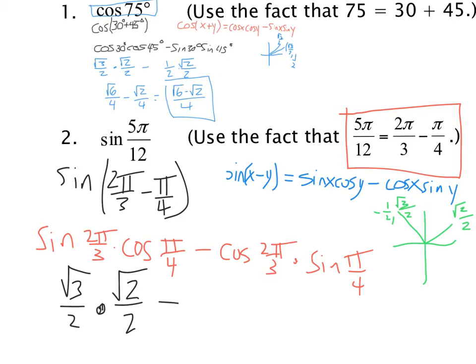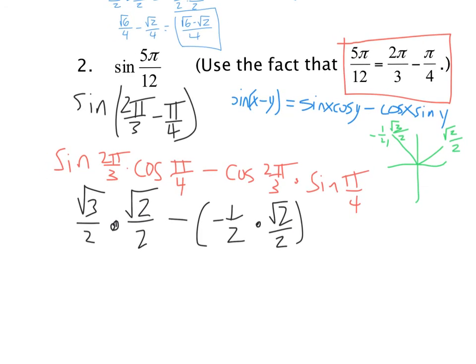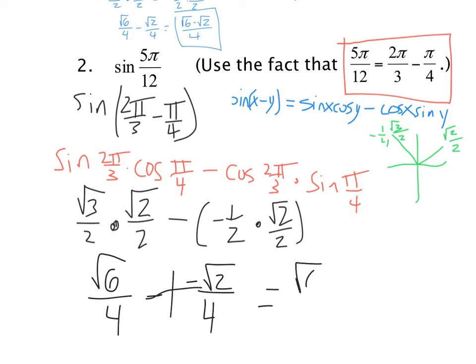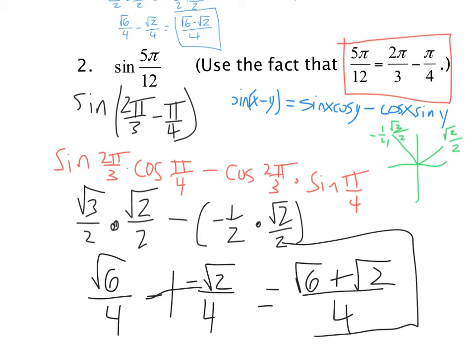Okay, minus cosine of 2 pi over 3 is negative 1/2, times sine of pi over 4 was square root of 2 over 2. Okay, so we can clean that up a little bit and have the square root of 6 over 4, and this is going to be minus negative square root of 2 over 4, which just becomes a plus, so it would be square root of 6 plus the square root of 2 all over 4. Okay. Same thing, you could check your answer by plugging both of those into the calculator and notice that they are the same.